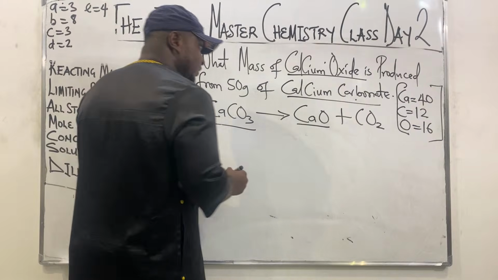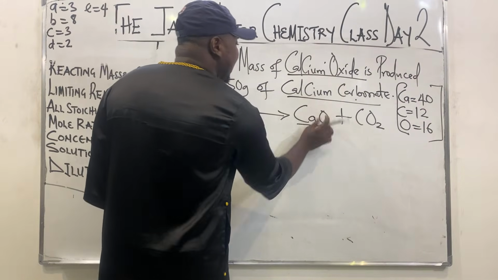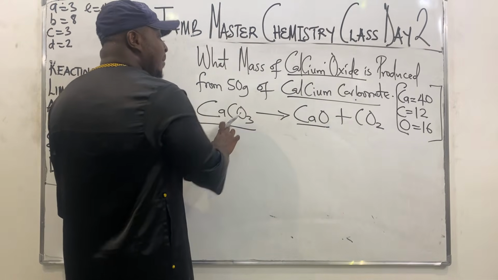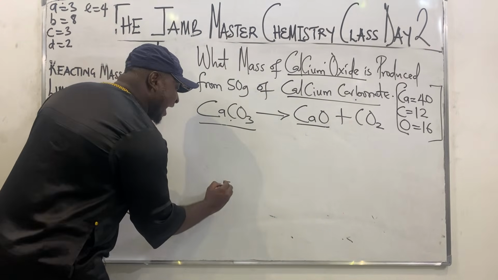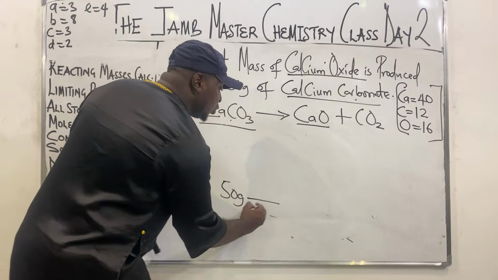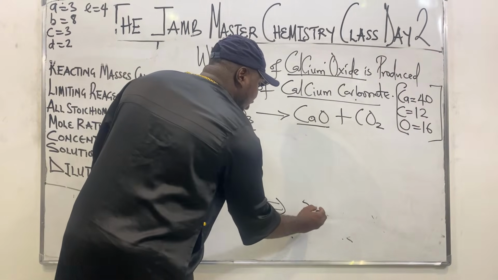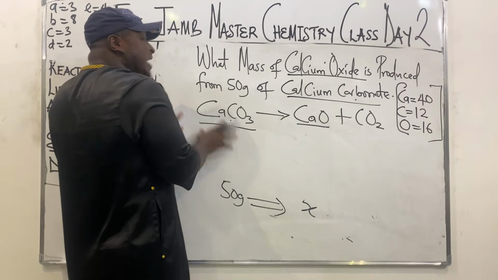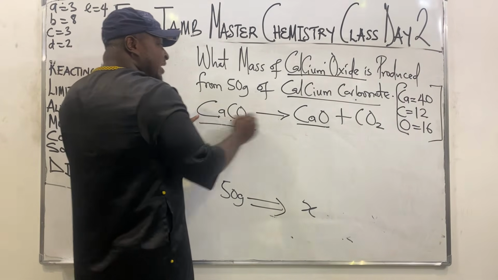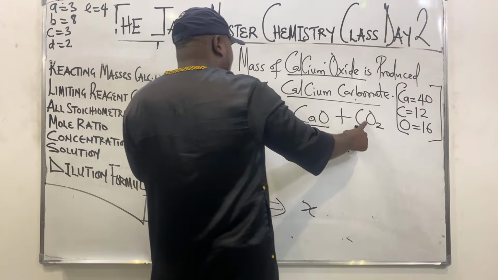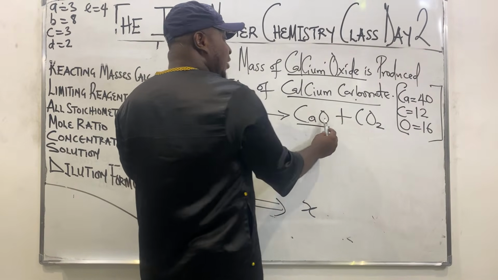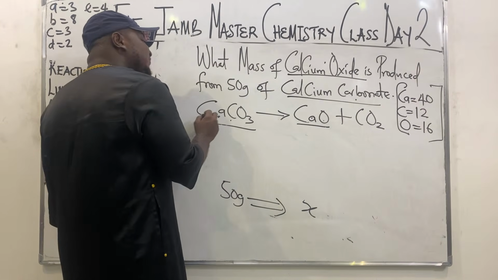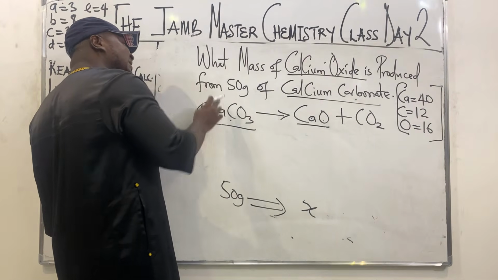Now, what mass of calcium oxide is produced from 50 grams of this guy? But before we do that, so 50 grams of this guy, they ask us to find what mass of this guy is formed. We don't know, call it X. But leave this one aside and come to the balanced equation. Is the equation balanced? Yes. 1 Ca, 1 Ca. 1 carbon, 1 carbon. O3, and we have 1 oxygen plus 2 oxygen, 3 oxygen. Everything is balanced. Let's find the mass of CaCO3 from the balanced chemical equation.